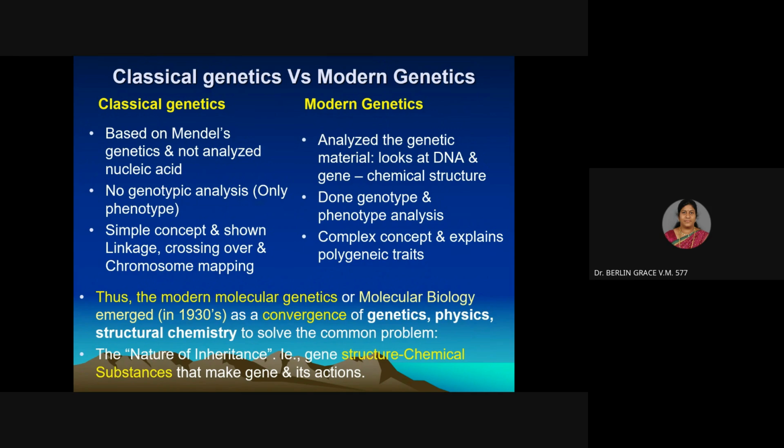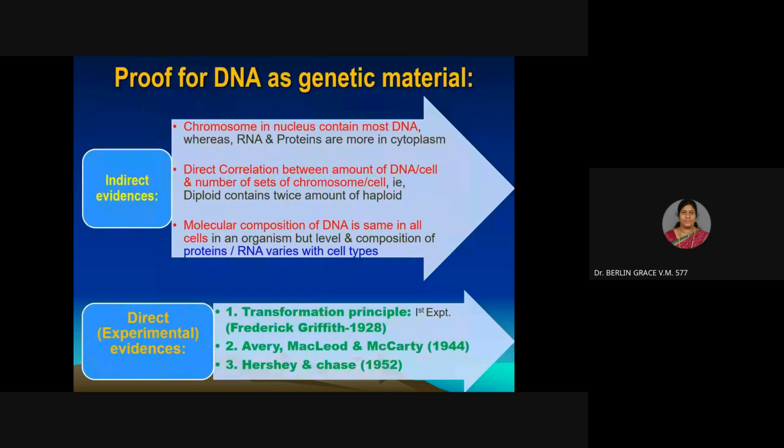So this molecular biology is the convergence of different fields such as genetics, physics, and structural chemistry to solve the common problem: the nature of the inheritance, and the structure and chemical substances that make the gene and its actions. There were indirect and direct proofs to state that DNA is the genetic material, the root for the inheritance. Indirect evidences are shown here, and the direct evidence came from the experiments.